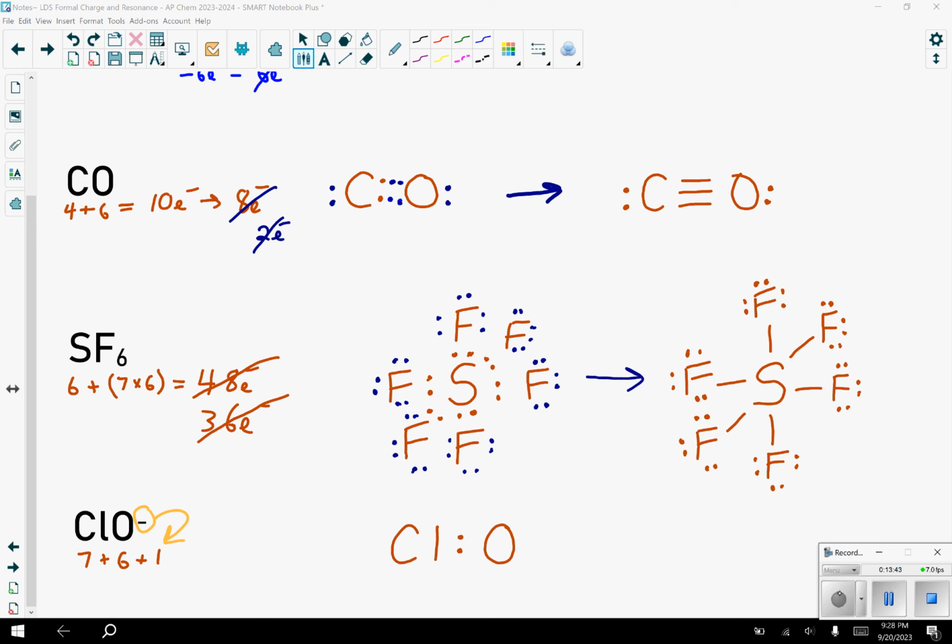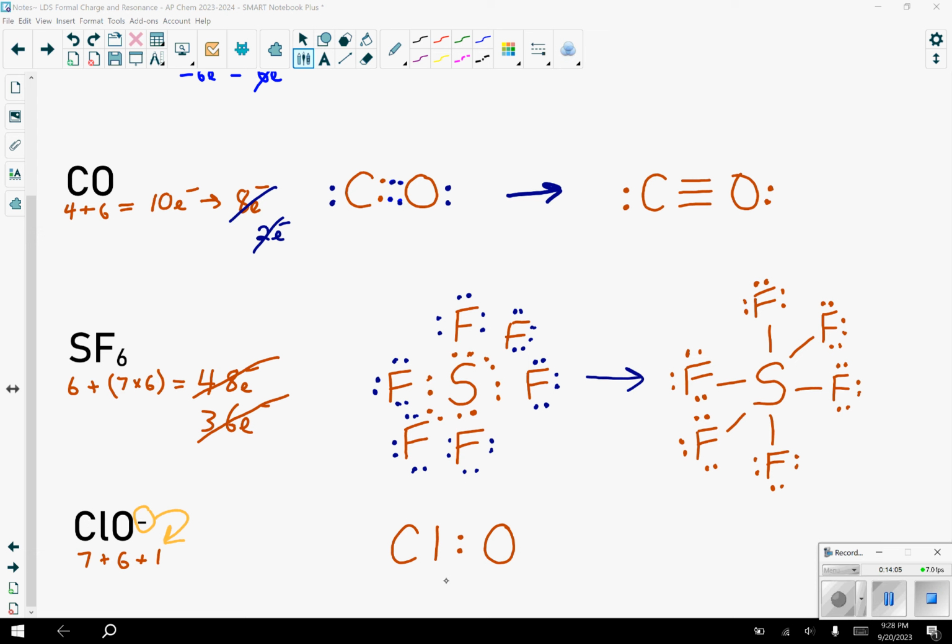Okay, finally, let's look at hypochlorite ion. Now, this is a polyatomic ion and has a negative charge. When we count up our valence electrons, we have 7 for chlorine, 6 for oxygen. You add in 1 more for the, quote, stolen electron that hypochlorite ion has picked up.